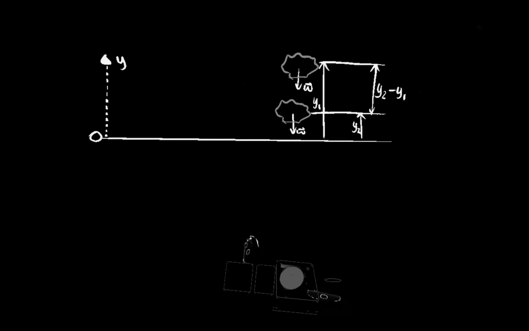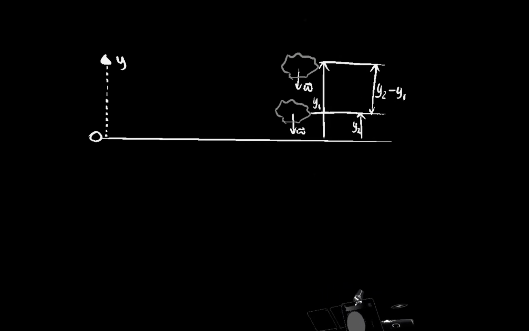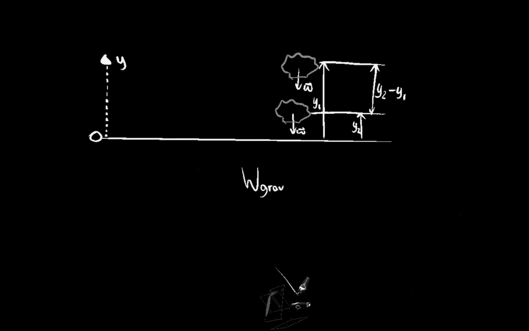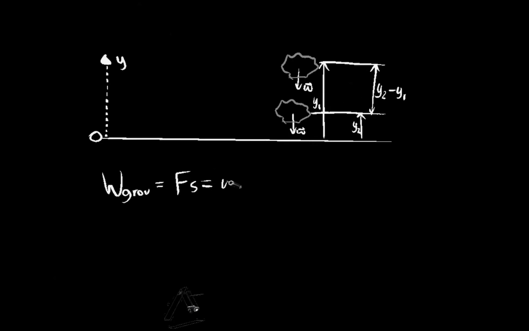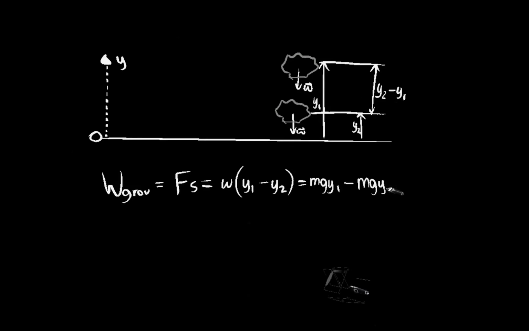So, given this, we want to find the work that would be done by the weight if the object were to be allowed to fall, the potential energy. The weight and the displacement are in the same direction, so the work, which we're going to call W sub grav, the gravitational work, is positive. And so it's given by, right, it's always a force through a distance, so the force is the weight, and we have y1 minus y2, mg y1 minus mg y2.